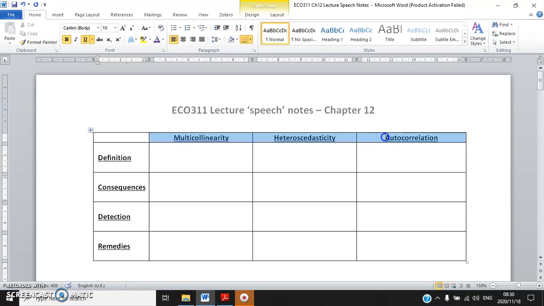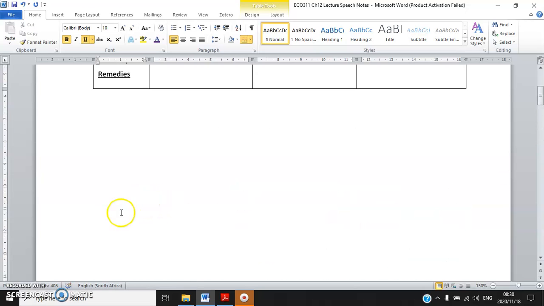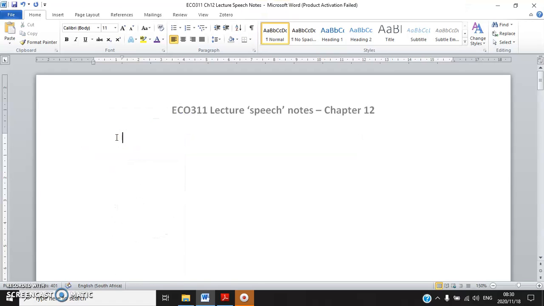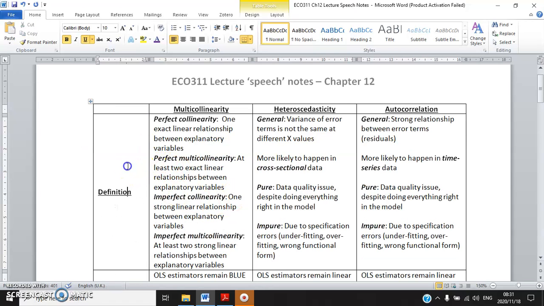Okay. These 3 chapters, the 4 areas: definition, consequences, detection, and remedies. And then from the study guide, I actually gave you the suggested answers. Let me delete this redundant table. Okay, this is the one.